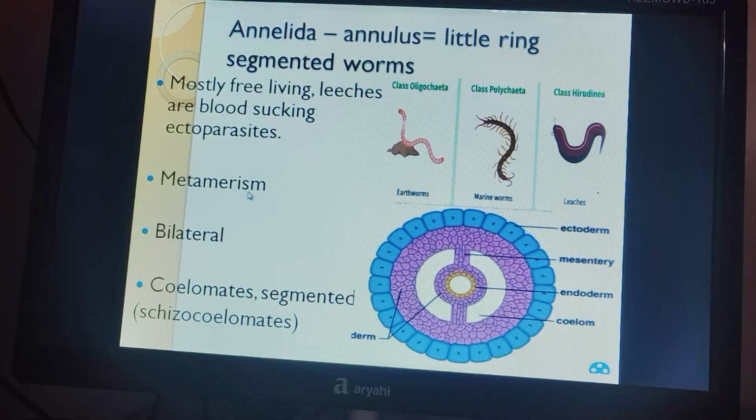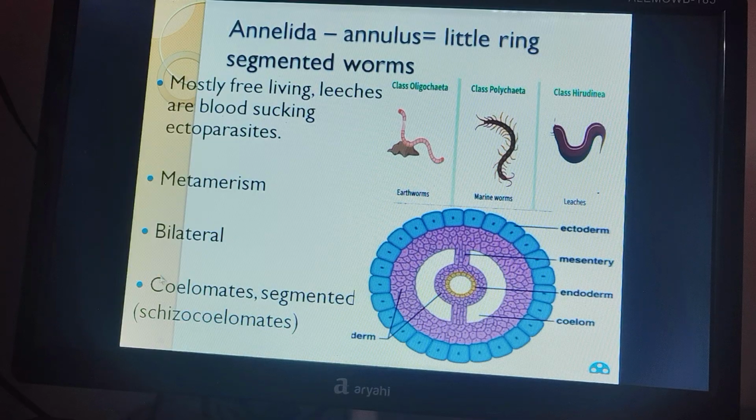And then metamerism you can see here. That means segments are repeated in the body. So when any body parts are repeated, we call the process metamerism. These animals show metamerism. And then symmetry is bilateral symmetry. We can cut the organism into two equal halves, right and left half. So bilateral symmetry we can see here.